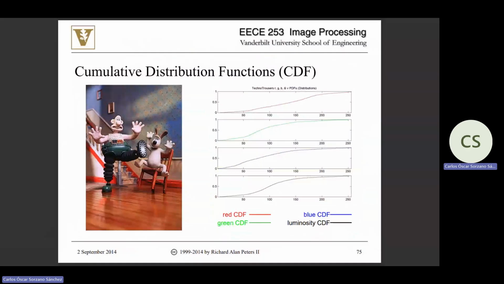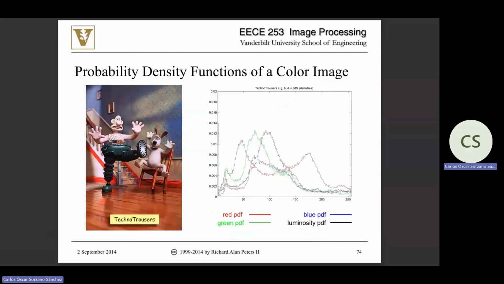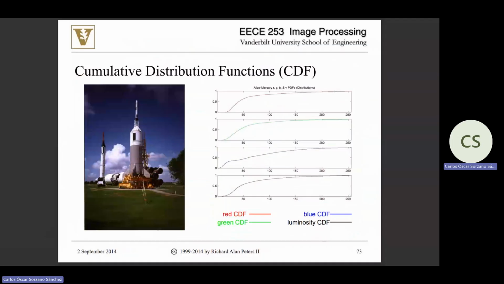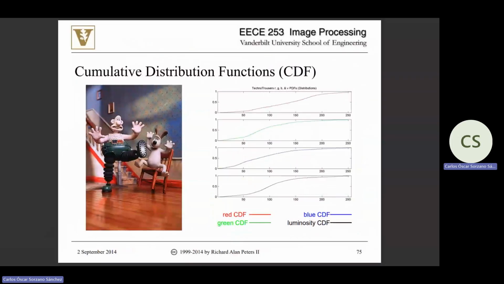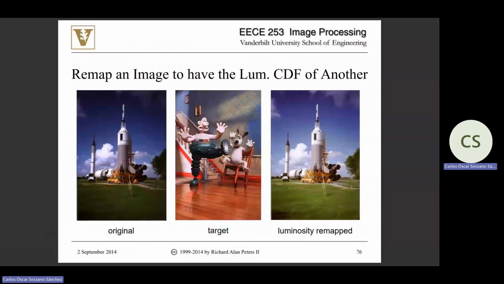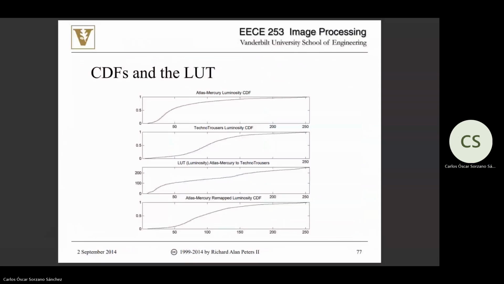So using the CDF of the luminosity, the CDF of the luminosity here, we compute the lookup table with that, and we apply that lookup table to all the channels. So that is what we have done. So here you have the CDF of one, CDF of the other, the lookup table, and the CDF of the final one, which is not exactly as the target, but it is more similar than it was before.